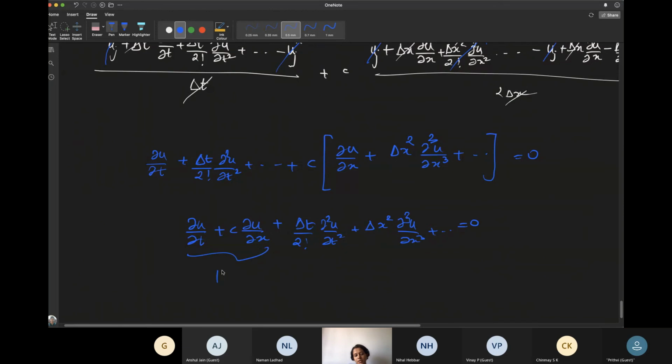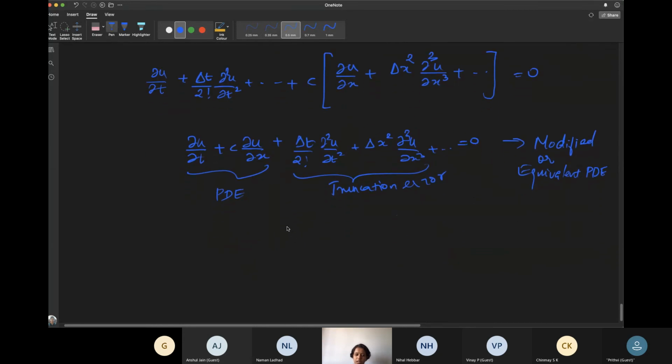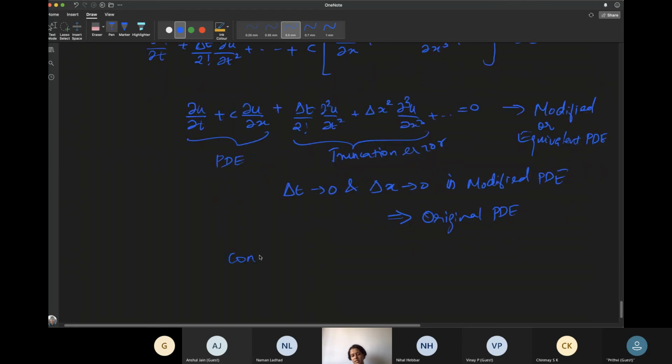So this way, this is your actual PDE, and this is the truncation error, and this is known as the modified PDE, this equation, the modified or equivalent PDE. So in this equation, if you make delta t go to 0 and delta x go to 0, you must get your original PDE. This is something known as the consistency condition.